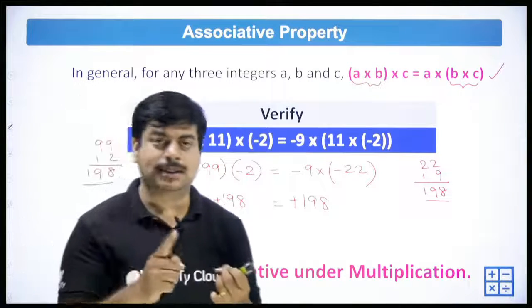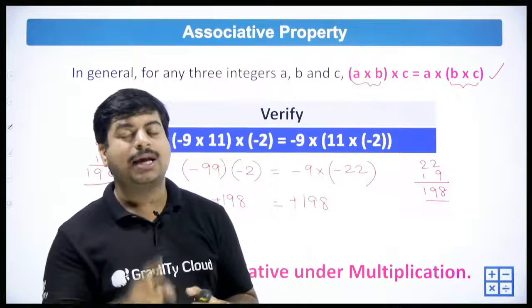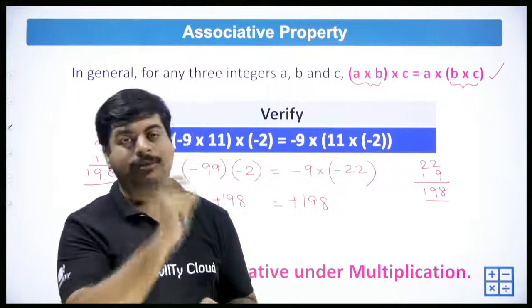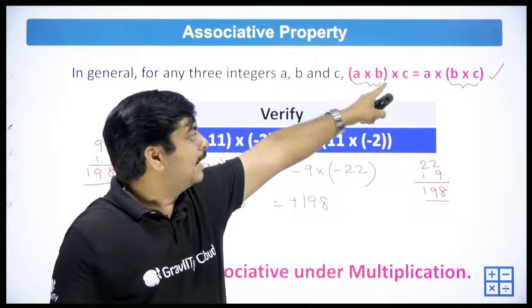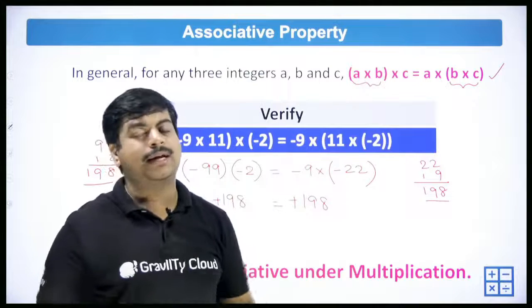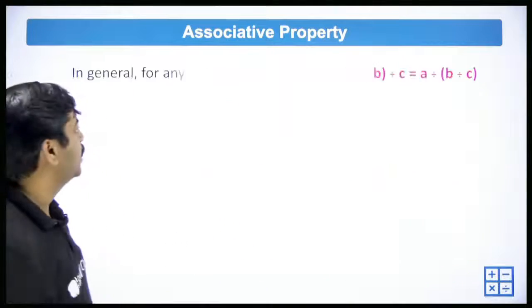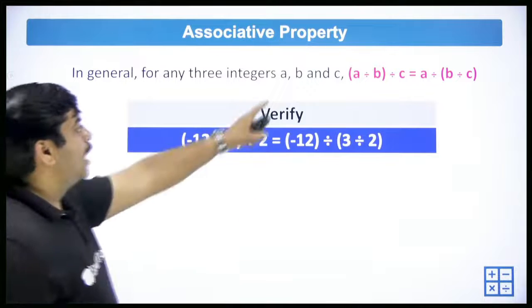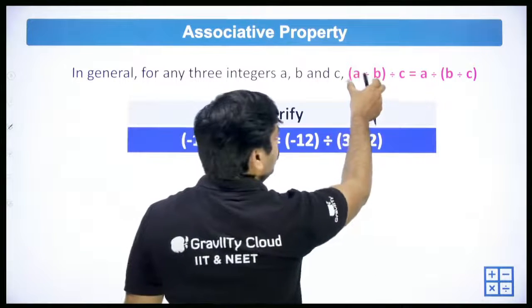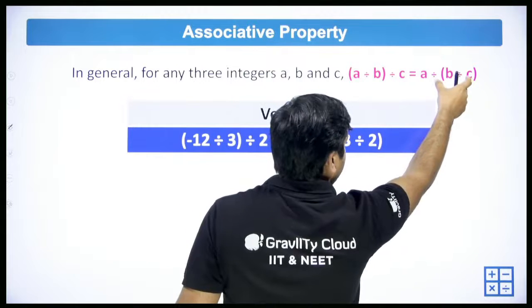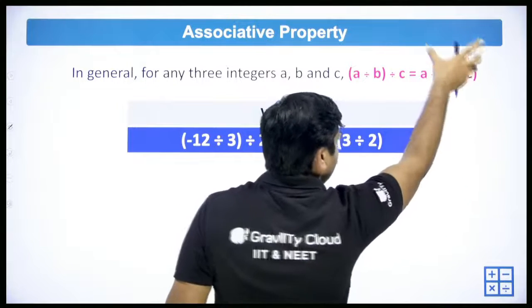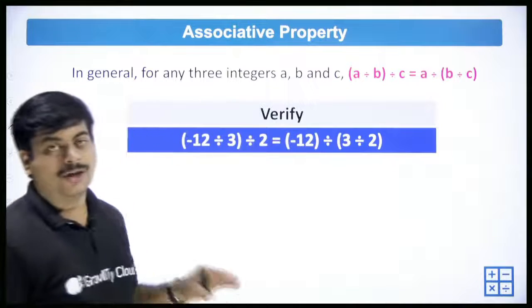So addition, yes. Subtraction, no. Multiplication, yes. Now let us discuss division. Same way like this, A divided by B divided by C and A divided by B divided by C, right? So let us try to look into that. A divided by B, first we need to find the quotient of this one, and with that you need to divide with C. First find B divided by C, with that value, A divided by that value, and we need to find whether these two are equal or not.